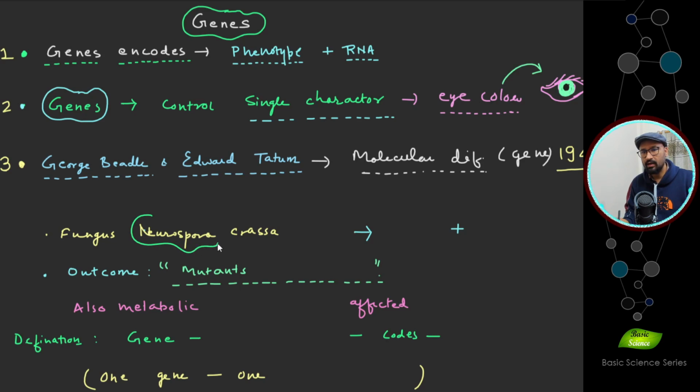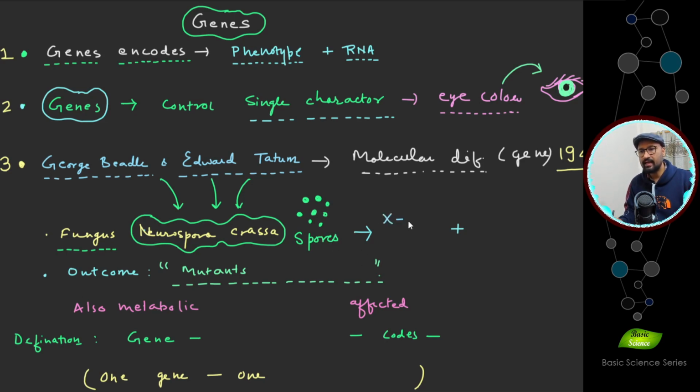So if anyone asks you what the experimental organism for Beadle and Tatum was, you will immediately answer Neurospora crassa. This is a kind of fungus. Here it has been written, it's a fungus, and what they did was expose these fungal spores, which I'm designing in these small circles. I will also write it down here, spores. They exposed these spores to X-rays and some other agents.